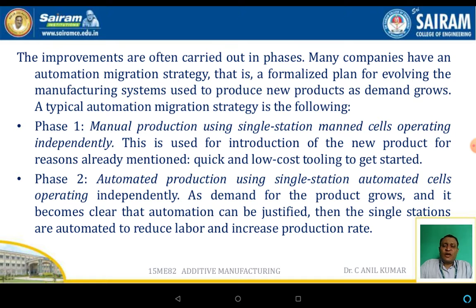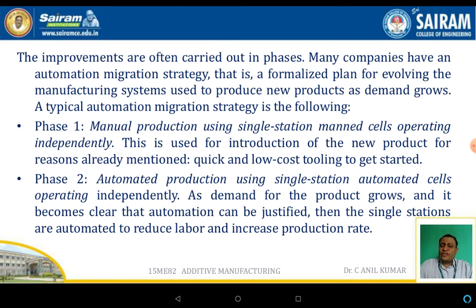Many companies have automation migration strategies. Here, a typical automation migration strategy is as follows. Phase 1 is manual production, using a single station manned cell operating independently. This is used for the introduction of a new product, for the reason already mentioned: quick and low cost tooling to get started.